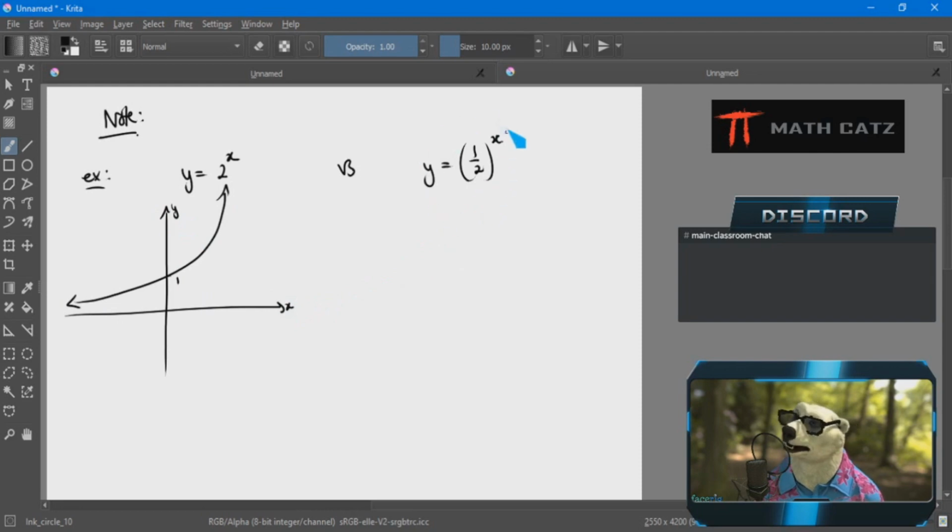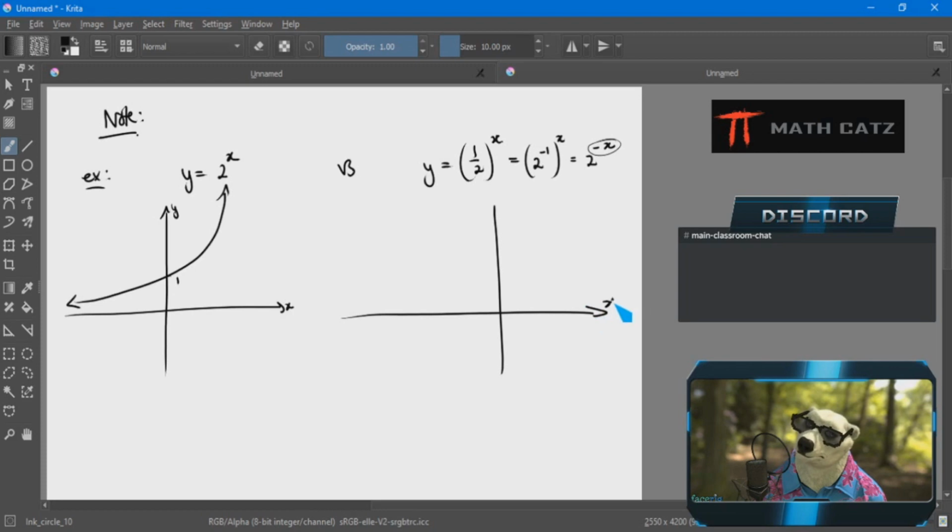I don't really feel the need to remember a different function, or to see the second one as a different function, because I can simply rewrite this as 2 to the -1, everything to the power of x, and therefore 2 to the -x, which means this is just a transformation replacing x with -x. What happens to the basic graph? It flips vertically.